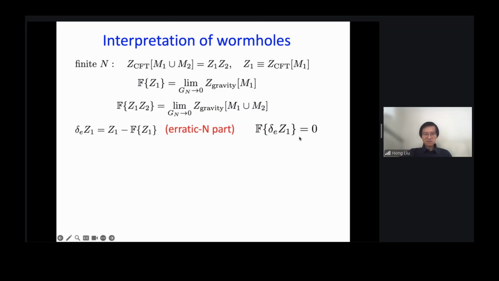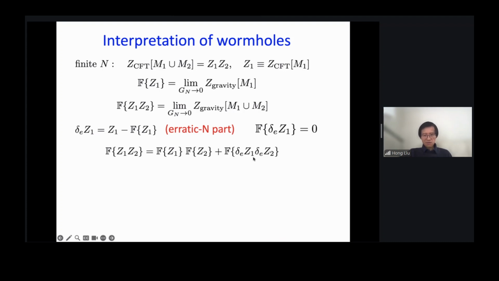But now here's the key. Imagine you take the erratic part of Z1, say delta Z1, and take the erratic part of Z2, and take the product of them. Let's consider F of Z1 times Z2. It can be written as F Z1 times F Z2, plus delta Z1 times delta Z2. Here I used this split, and the fact that when delta Z1 multiplies Z2, you still get something erratic, and the average becomes 0. So the cross term between delta Z and F is erratic and averages to 0.